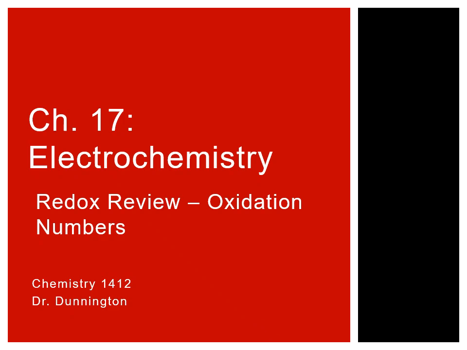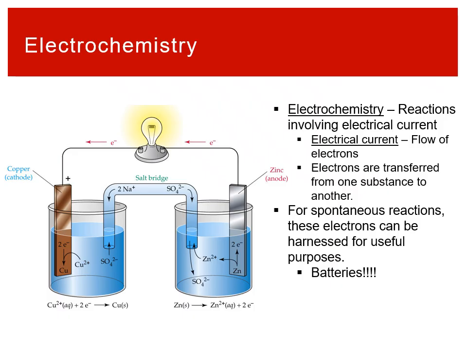Chapter 17 is all about electrochemistry, and we want to start off with a little bit of review of the ideas of redox. So electrochemistry is any chemical reaction that involves electrical current, so the flow of electrons. So we are dealing with some sort of chemical reaction where you have some sort of substance, atoms, molecules, ions, whatever it is, where the electrons are going to leave that reactant and move to a different reactant. So there's going to be a flow of electrons.